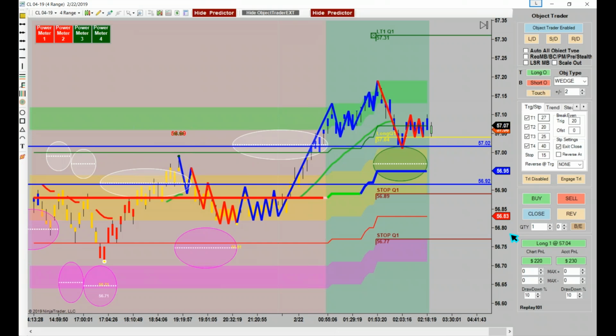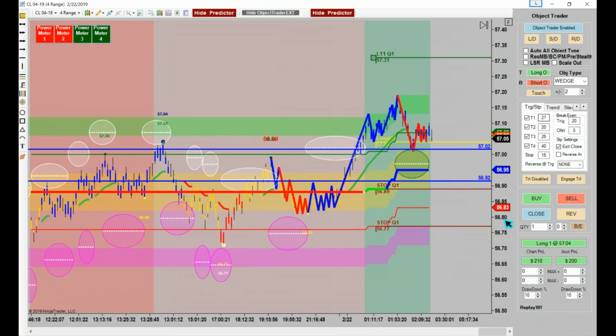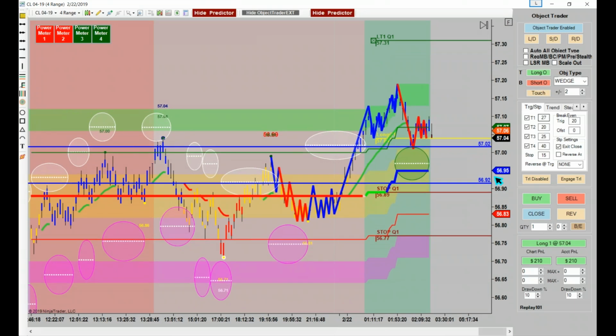Let's see, the pullback was 61% at 56.99. Oh, cool. I didn't even check that, but you can get to where you can almost see it with your eyes anyway on those fibs. Now, I would probably add to this.